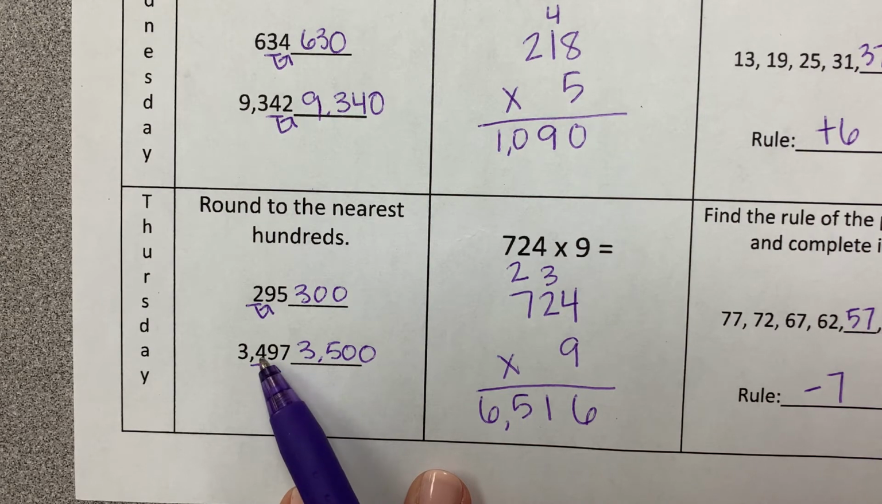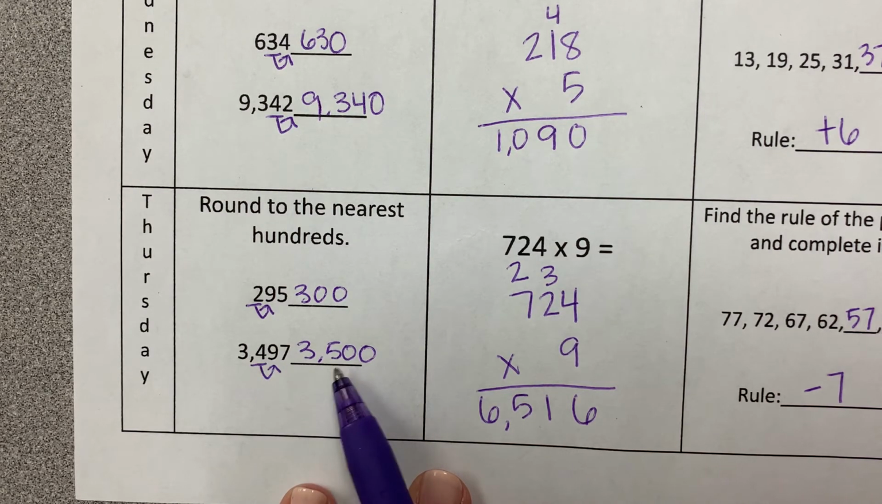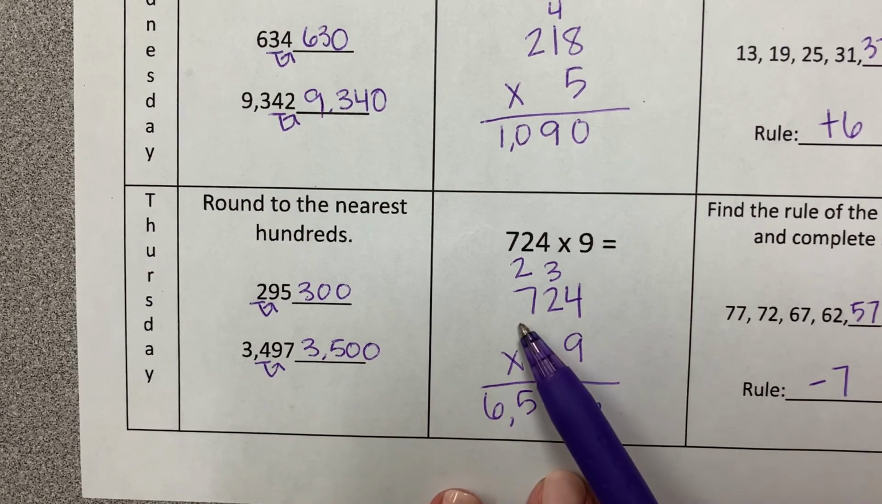The 9 is strong, so it makes the 4 turn into a 5. 9 and 7 become 0. The 3 stays the same.